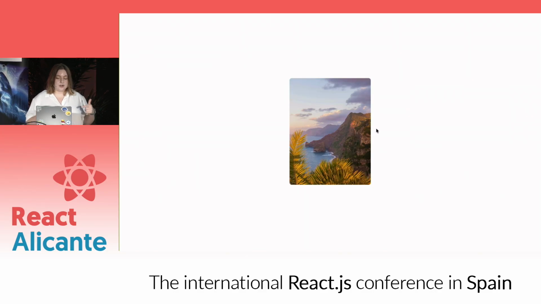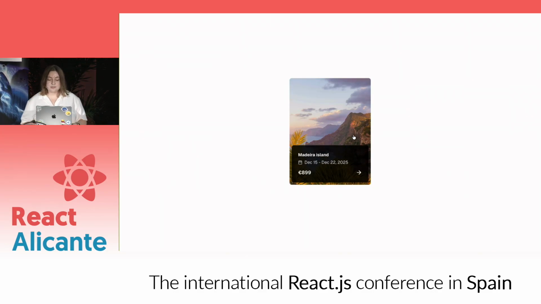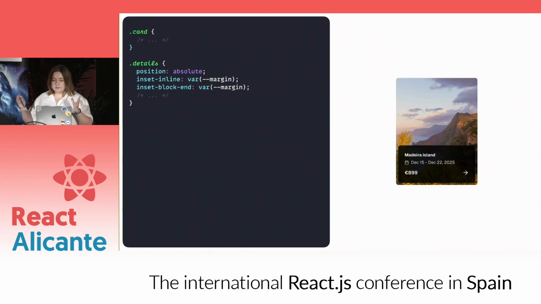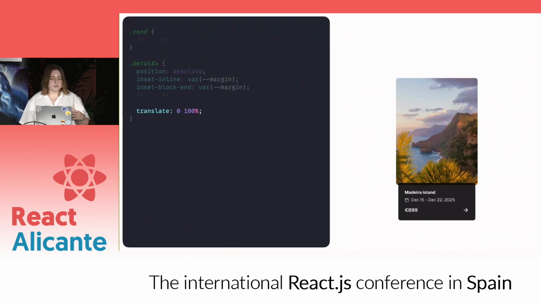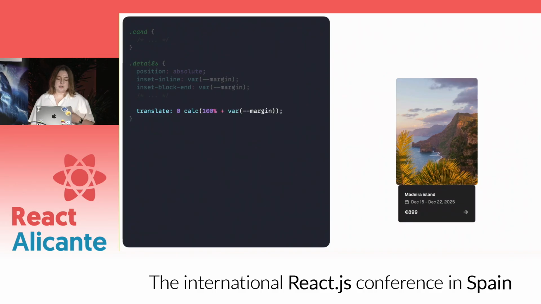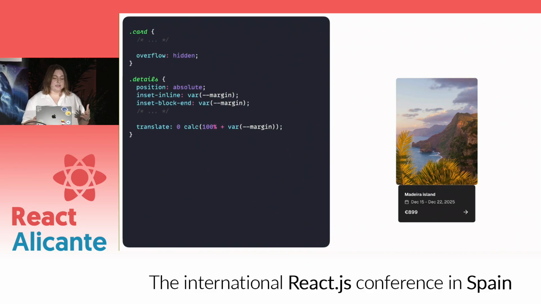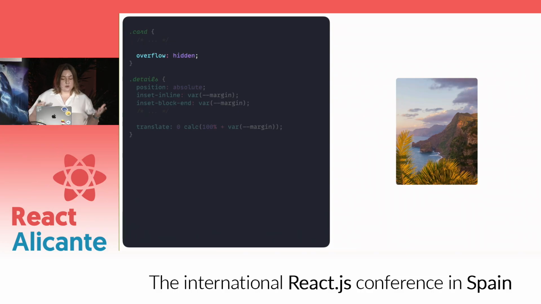Now let's look at the example. We'd like to implement a hover card that displays additional information about a trip on hover, like this. Currently, we already have everything absolutely positioned. So what we can do is just shift our details by 100% of its own size to the bottom. But right now, you can see there's still a small piece that sticks out. To address it, we can include the margin in our calculation. And now the element is positioned out of view. We also want to hide it. To do that, we can add overflow hidden. And now we can actually animate it.